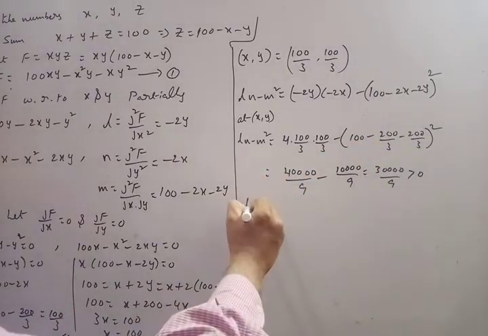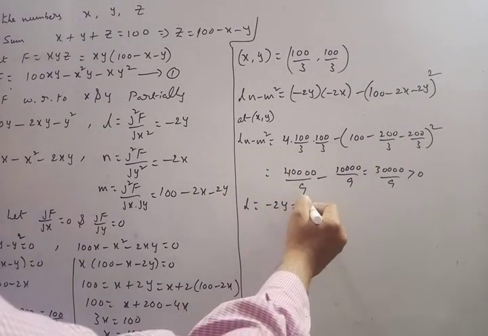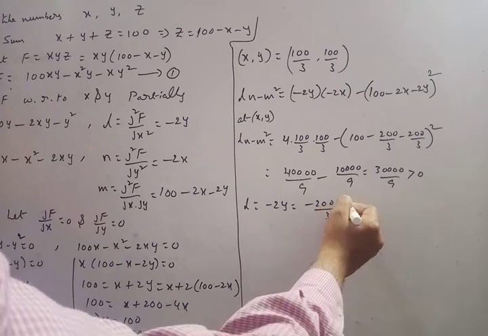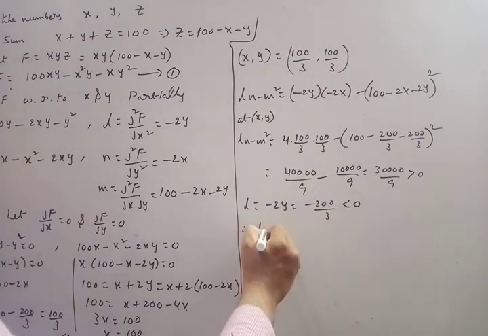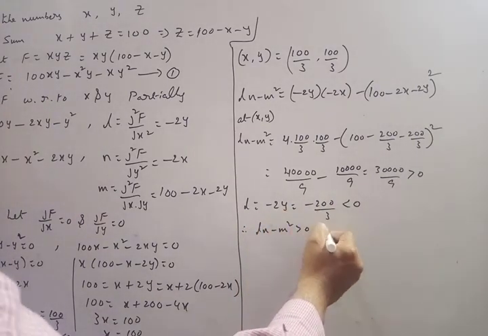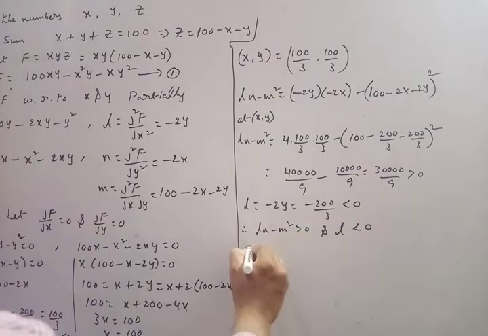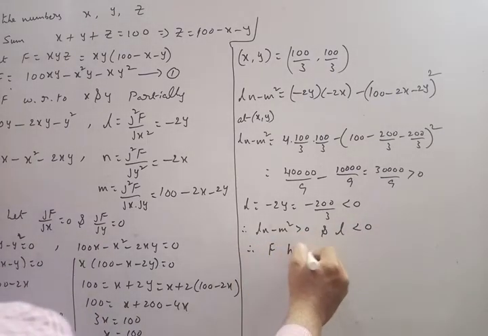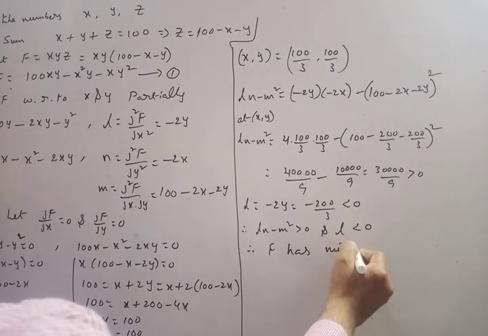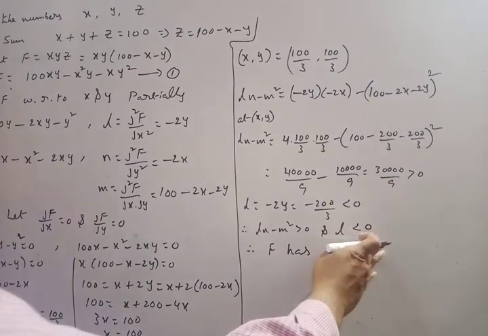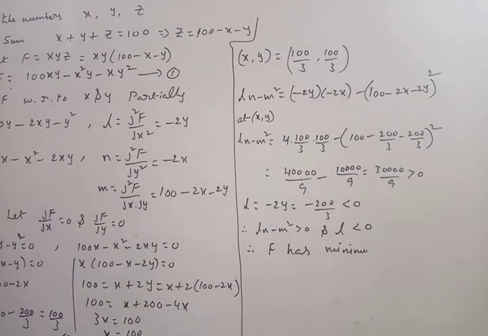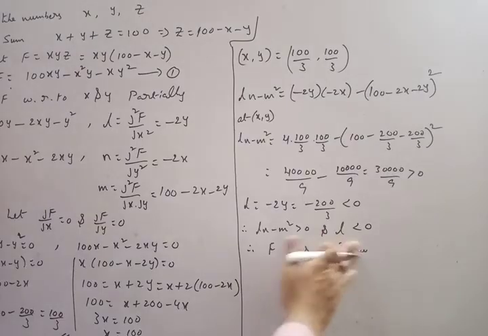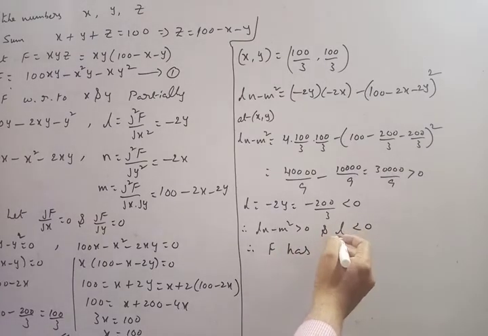So now the L value, L is minus 2y. So minus 200 by 3, it is less than 0. So therefore ln minus m square is greater than 0 and L is less than 0. So therefore f has what? Minimum or maximum? If both are greater than 0, it is minimum. Less than 0 is what?